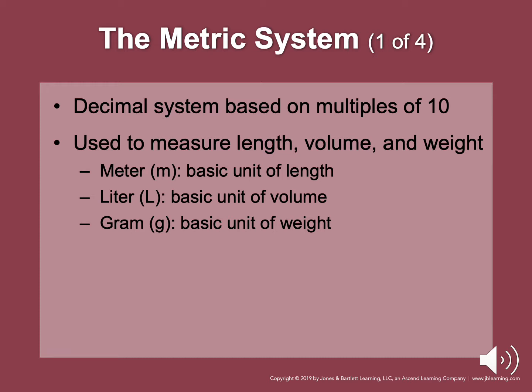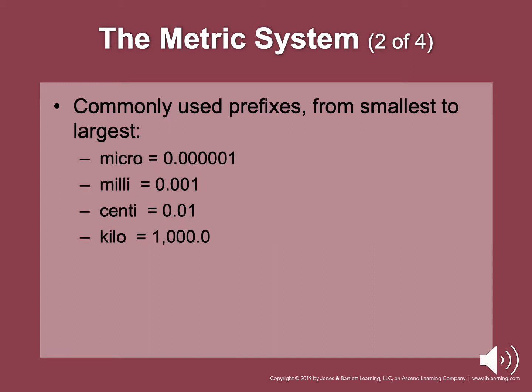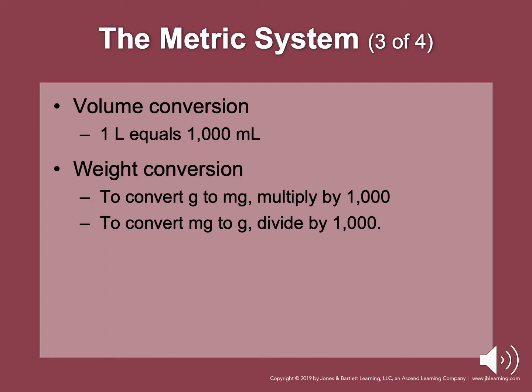So 100 milliliters divided by 1,000 is 0.1 liter. Okay. Weight conversion: when you convert liters to milliliters, multiply the amount in liters by 1,000. So 1.5 liters times 1,000 is 1,500 milliliters. All right. Weight conversion: to convert a gram to a milligram, multiply the larger unit of weight by 1,000. To convert a milligram to gram, divide by 1,000.